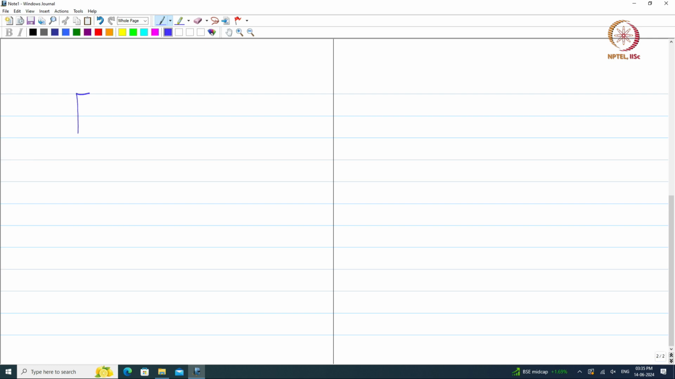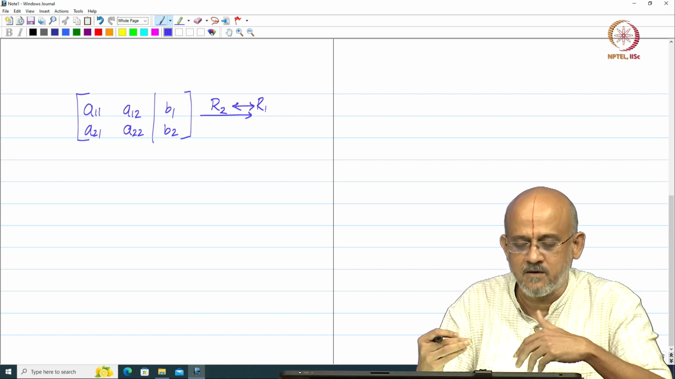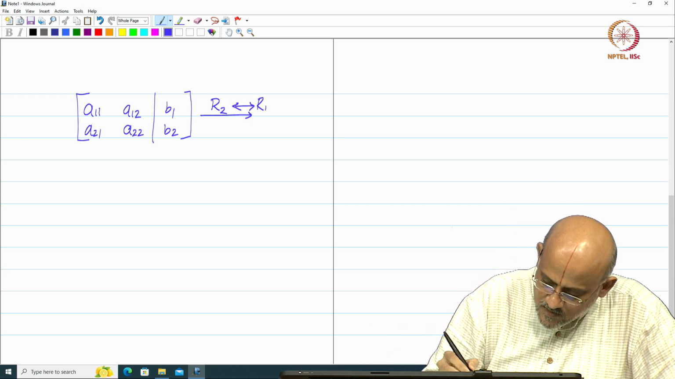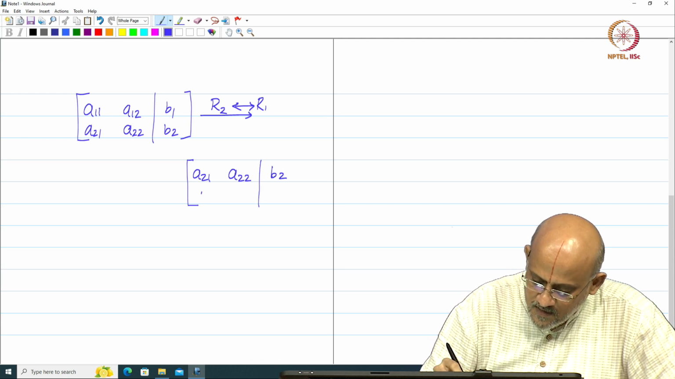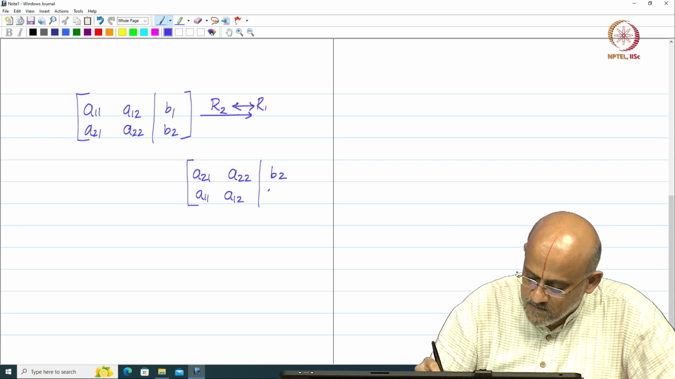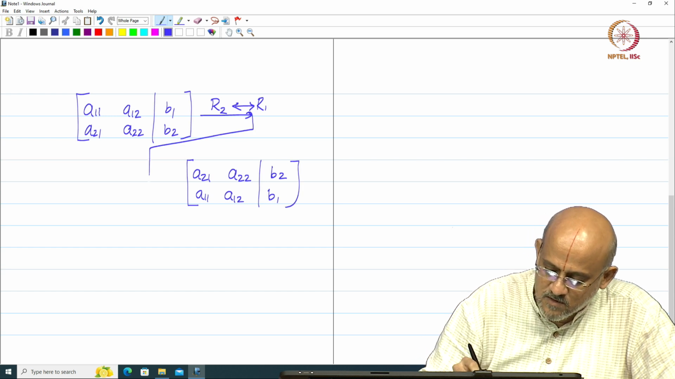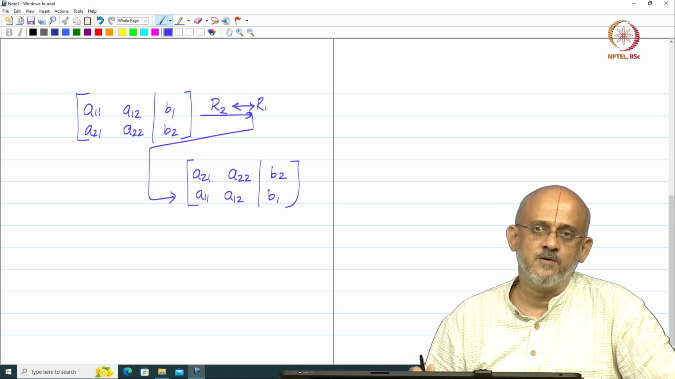So I have this matrix A11, A12, A21, A22, and I have my augmented matrix, the column augmented, which is B1, B2. Now from here, where do I want to go? Let us say I want to swap R2 with R1. That means R1 now becomes R2 and R2 becomes R1. So how do I do it? What is the result? The result is A21, A22 augmented with B2, and A11, A12 augmented with B1. So the question is how do we do it?